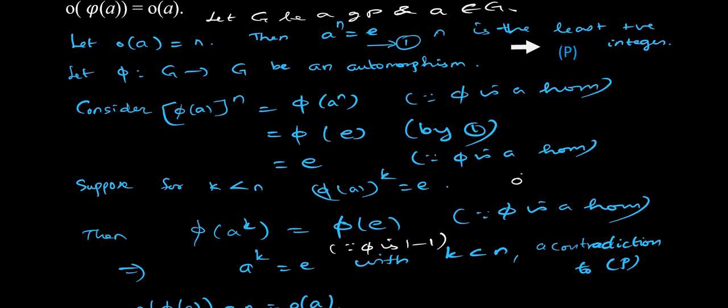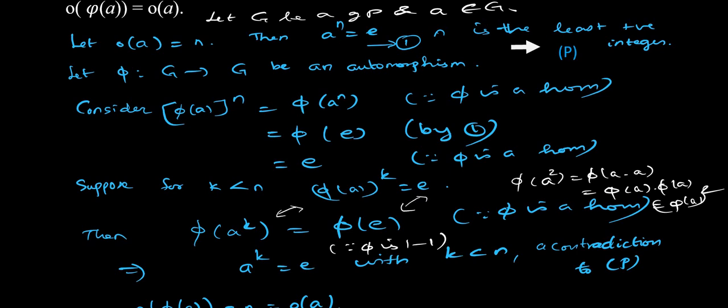This part we have already said in one of the section B problems: phi of a square, when we consider it, is phi of a into a, phi is a homomorphism, so it is phi of a into phi of a, so you have this to be phi of a the whole square. So the same explanation for 2 is true, and similarly we can establish it for k also. So this step is just because phi is a homomorphism. This step is also because phi is a homomorphism. And this step is because phi is 1 to 1.